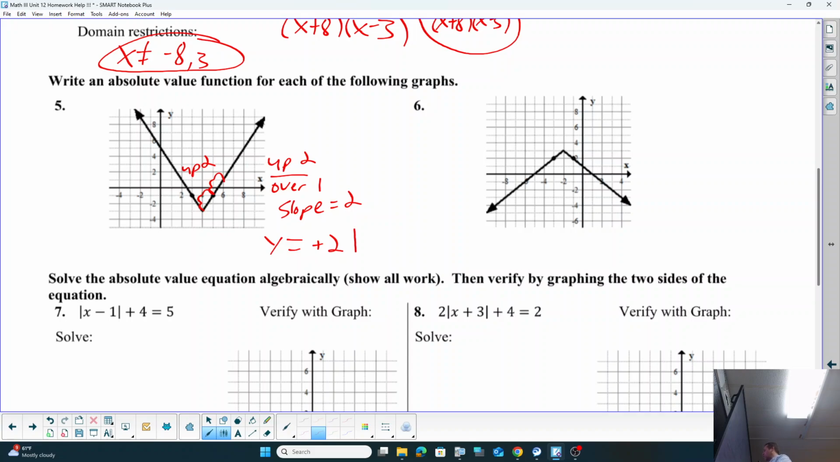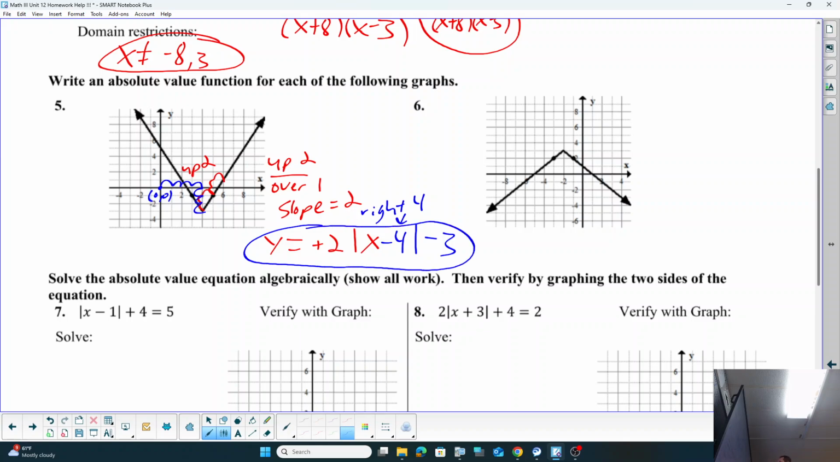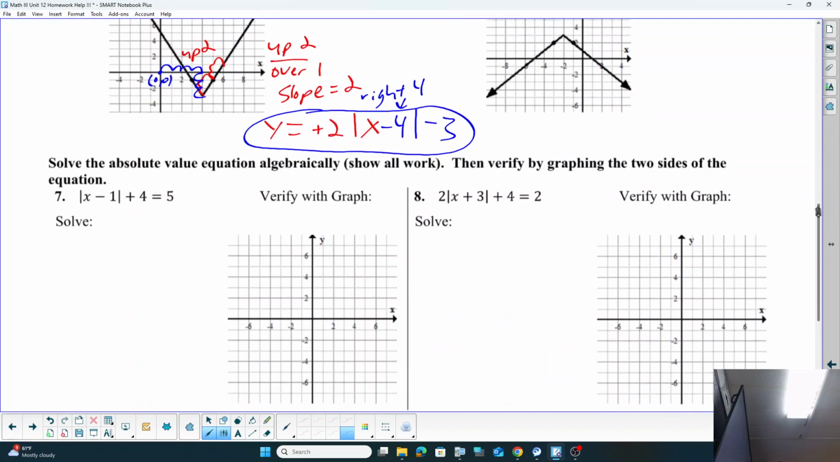It's going to be the absolute value of, and then we're going to the right, how much? From 0, 0: 1, 2, 3, 4. So we're going right 4, but right 4 is actually negative 4 inside the absolute value. And then we go down 3: 1, 2, 3. And there's our equation. Nice. So you try number 6 now.